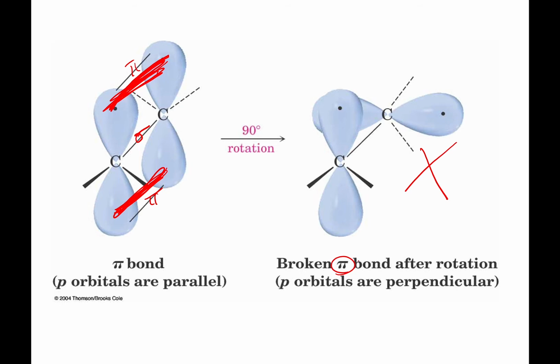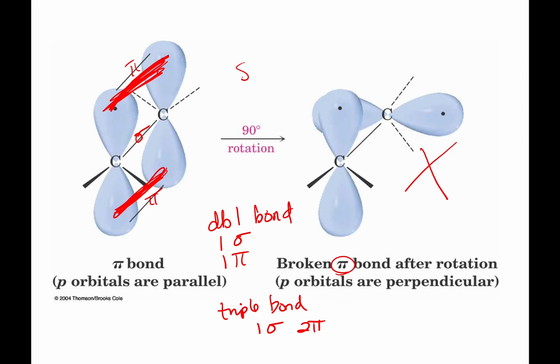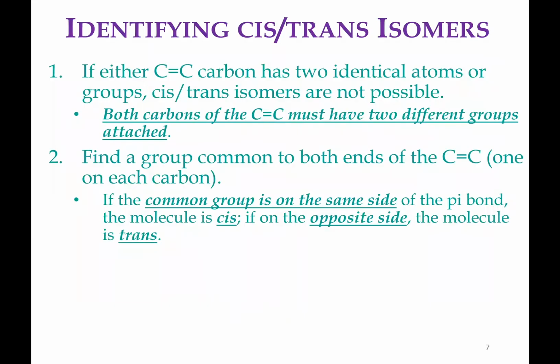So this is a pi bond. Remember that if we have a double bond, we have 1 sigma and 1 pi. And if you have a triple bond, you have 1 sigma and 2 pi bonds. And a single bond is always just a sigma bond. So this bond would have to break the pi bond in order to rotate. So this is why we can't just rotate these molecules around. That's where the restricted rotation comes in.